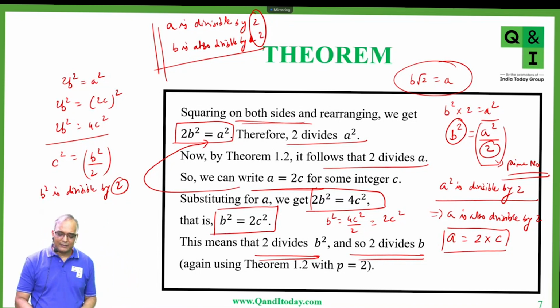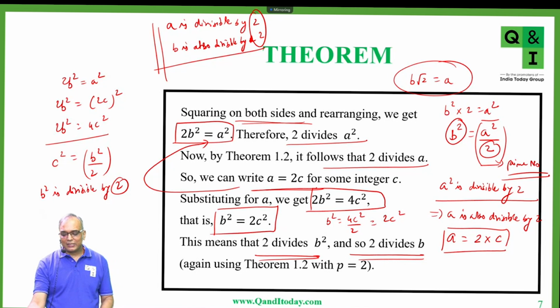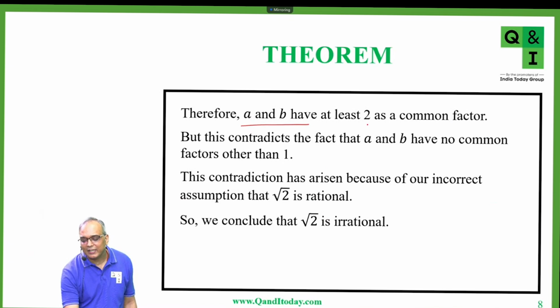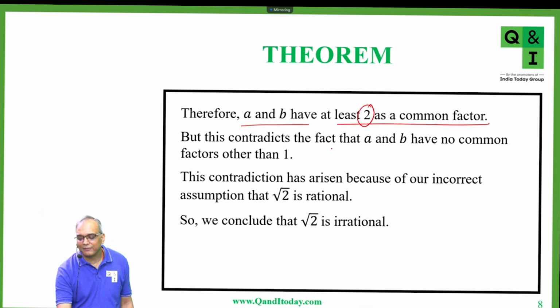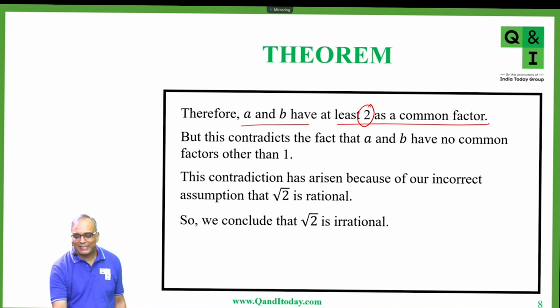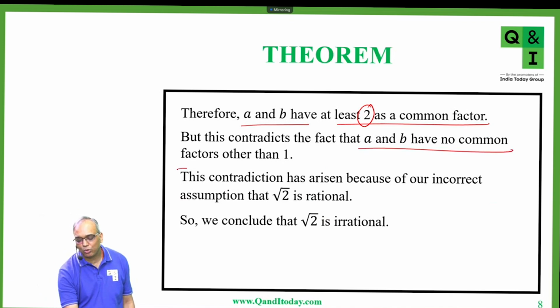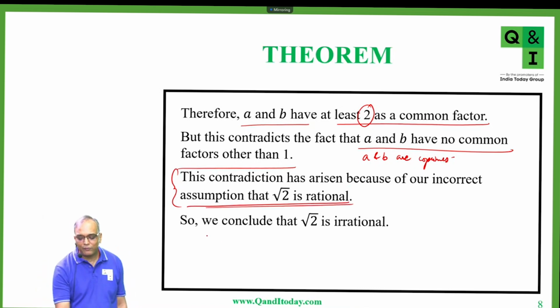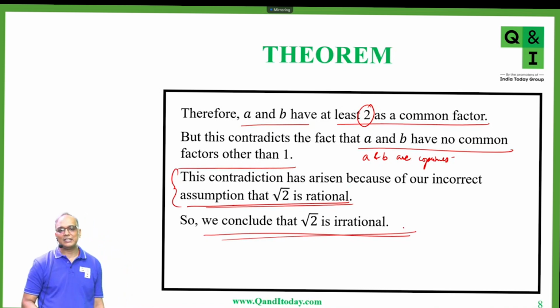Okay, great. So I'll quickly take you to the third portion, where we are concluding it. Therefore, A and B have at least 2 as a common factor. We have seen A is divisible by 2. B is also divisible by 2. That means A and B have a common factor 2. But this contradicts the fact that A and B have no common factors other than 1, because we said that A and B are co-primes. So this contradiction has arisen because of our incorrect assumption that root 2 is rational. So we conclude that root 2 is irrational.